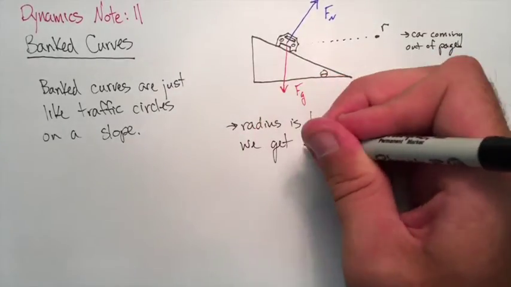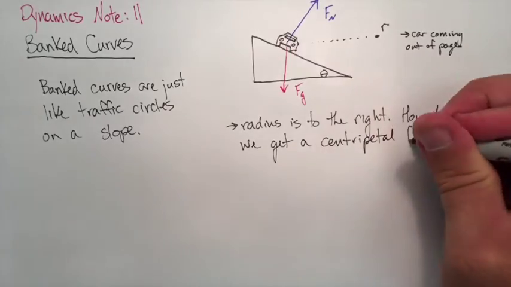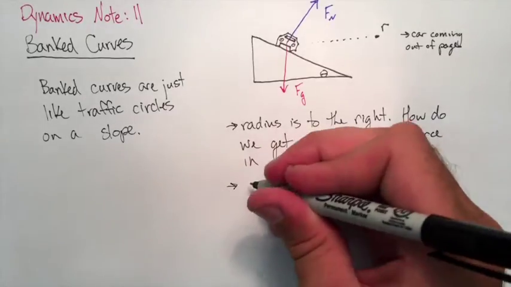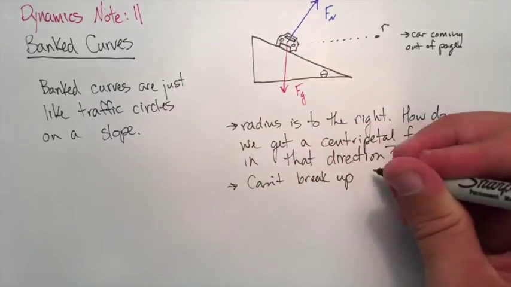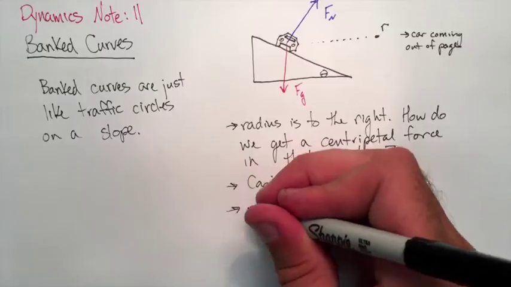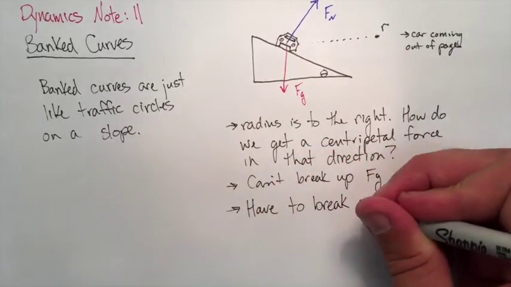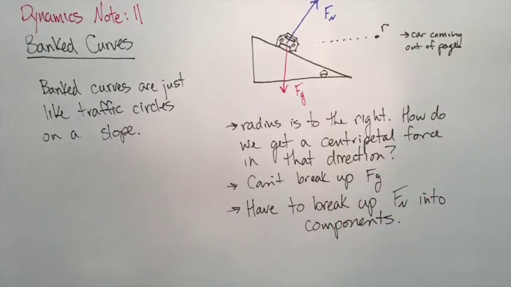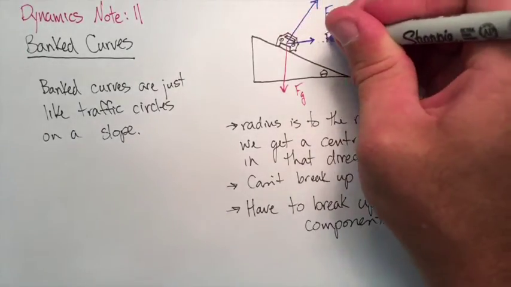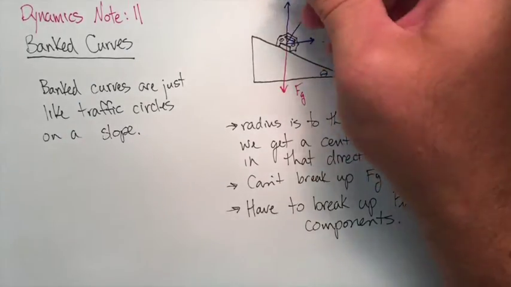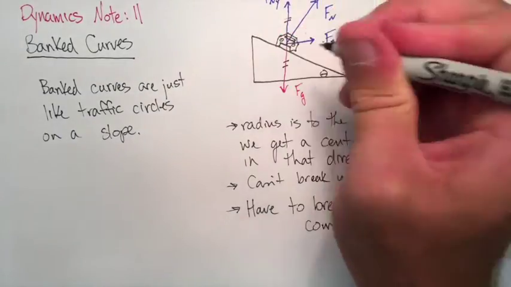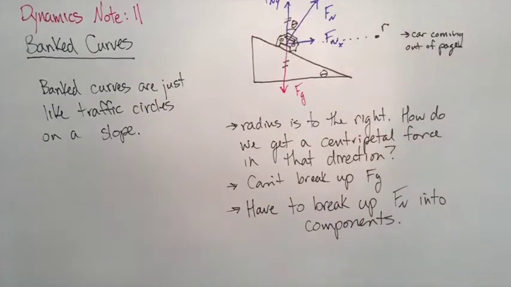Now the question is, if the radius is to the right, how do we get a centripetal force in the direction of that radius? FG is exactly perpendicular to the radius, so we can't break the FG up. We're actually going to have to break up the normal force into two components, one towards R and one that's going to balance FG. So there's Fn of X and there's Fn of Y. Those will be balanced, and there's our angle theta for the normal force.